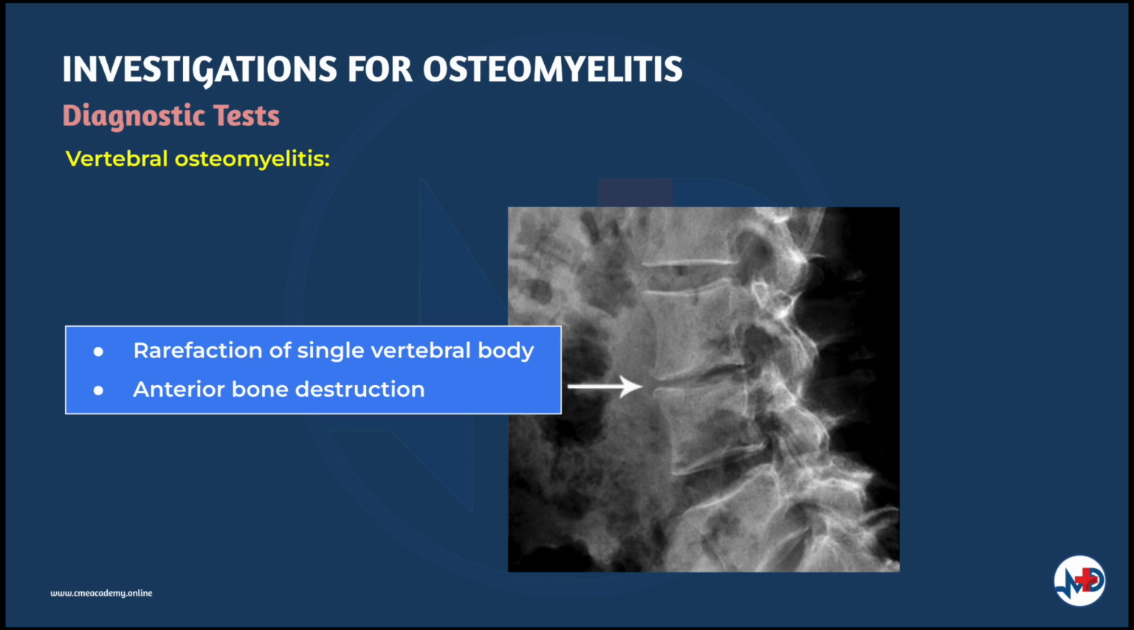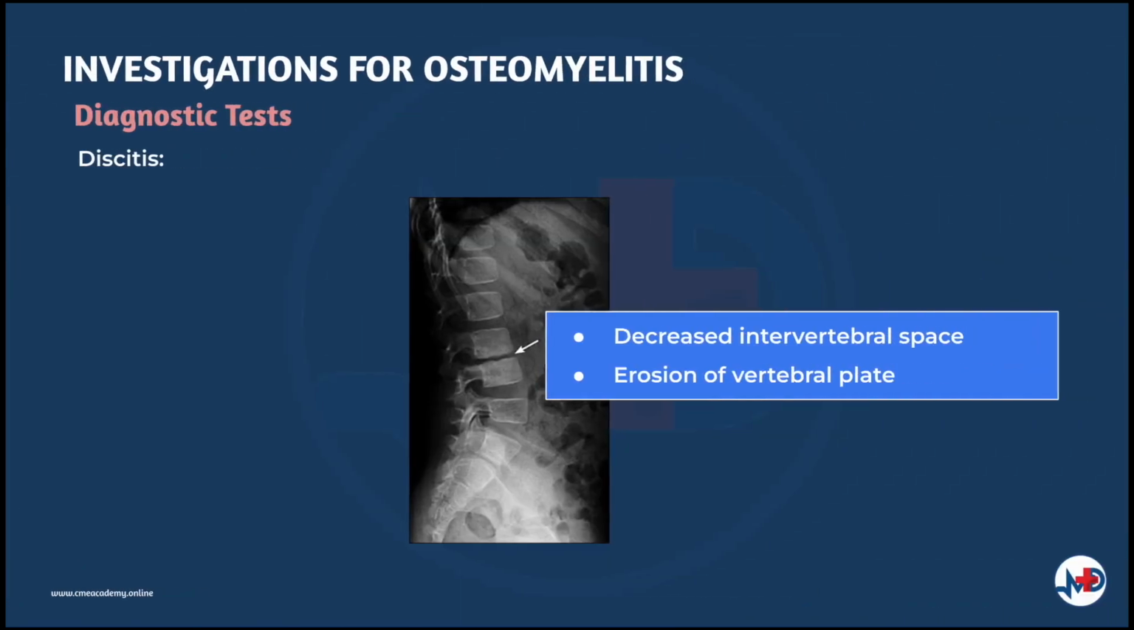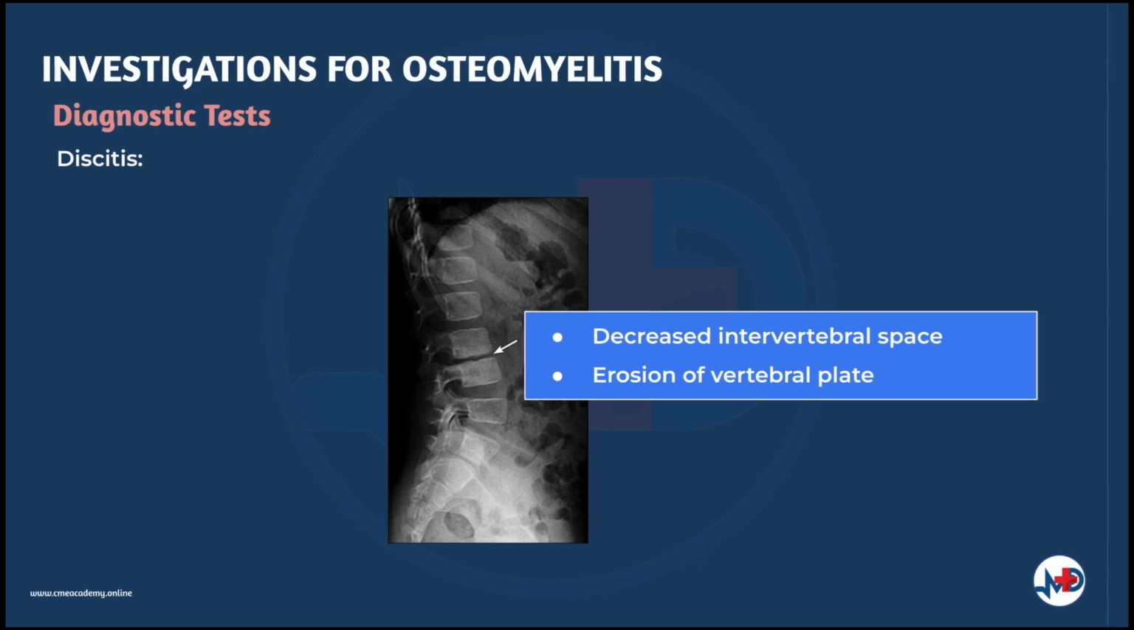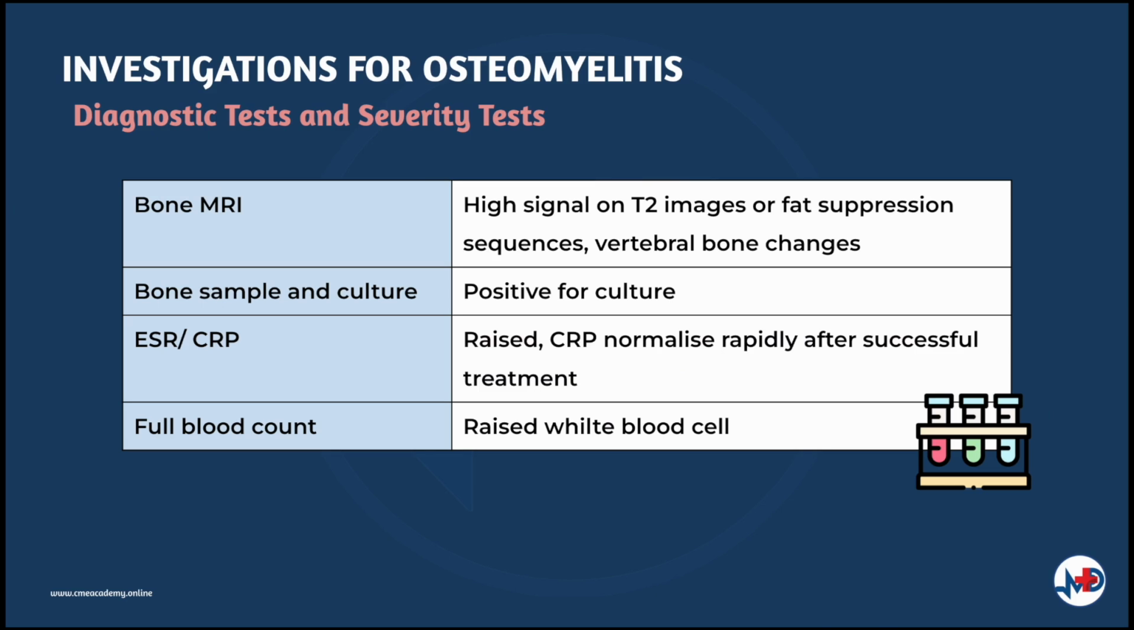In vertebral osteomyelitis, rarefaction of the single vertebral body and anterior bone destruction are observed. In discitis, there will be decreased intervertebral space and erosion of the vertebral plate. Bone MRI is also an imaging modality of choice with a sensitivity of 90 to 100%. High signal on T2 images of fat suppression sequences and vertebral bone changes are among the changes that we would see on a bone MRI.